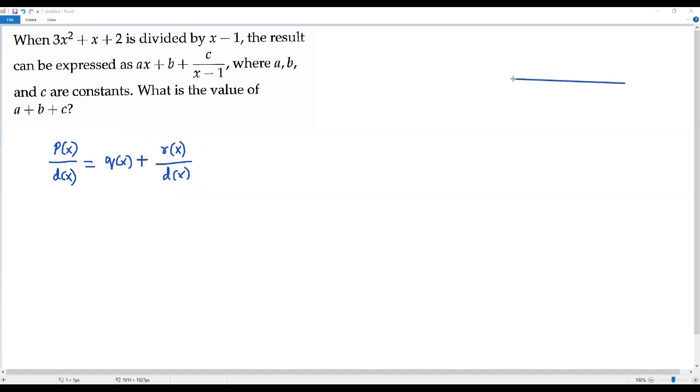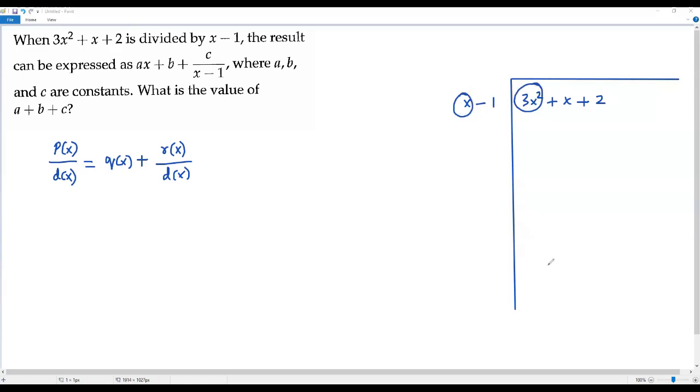Let me write the long division over here. Inside the long division, I have to write the dividend, 3x² + x + 2, and the divisor x − 1. My first step is to divide the first term by the first term of the divisor. When I divide 3x² by x, I get 3x. So I write 3x over here.